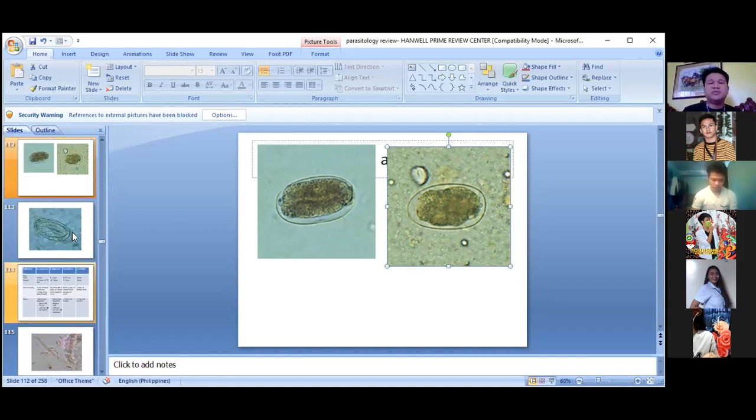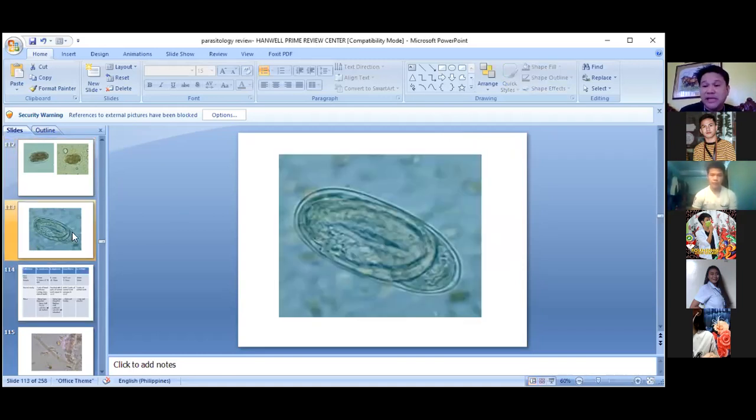Okay, my dear students, this is the embryonated ova of your hookworm. But one thing which I would like to clarify is that the infective stage of hookworm is not the embryonated ova. The infective stage is your filariform larva. And therefore, the mode of transmission of your hookworms would be skin penetration. Sana naisip nga, no? Ascaris lumbricoides, ingestion, embryonated ova. Hookworm, filariform larva. Mode of transmission, skin penetration.